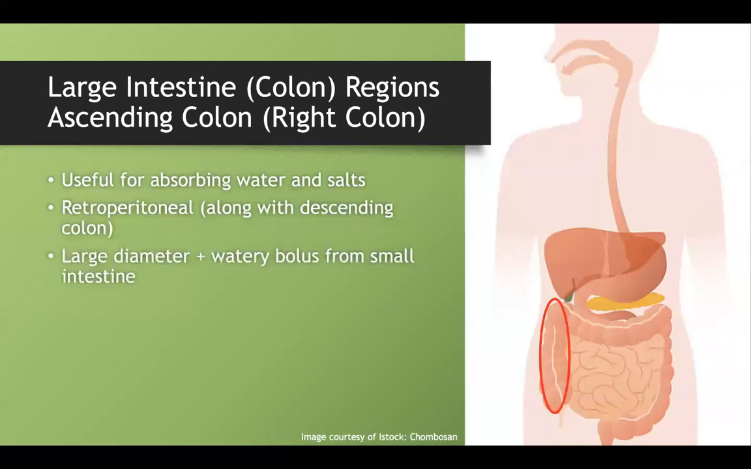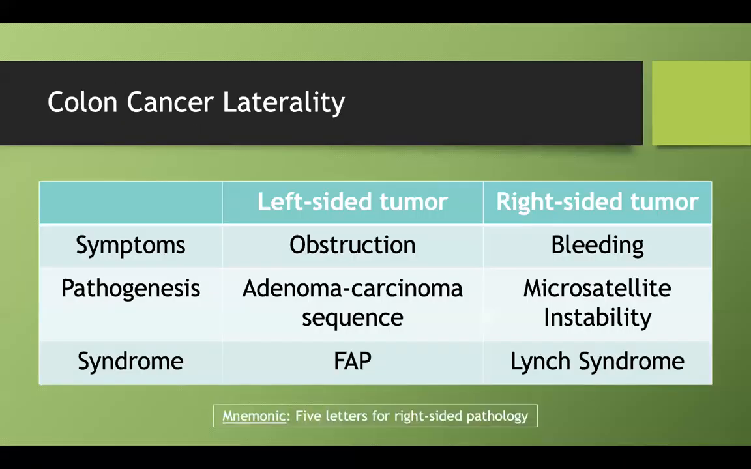It's got a very large diameter. And if you think about it, it's more watery. As we get to the more distal regions of the colon, you're going to have a less watery stool composition. It'll be more well formed, like actual stool. And this plays a role. If you have a large diameter and a watery composition, it's really hard to have an obstruction. So you're not really going to get too much of an obstruction here if you have some sort of tumor on the right side of your colon.